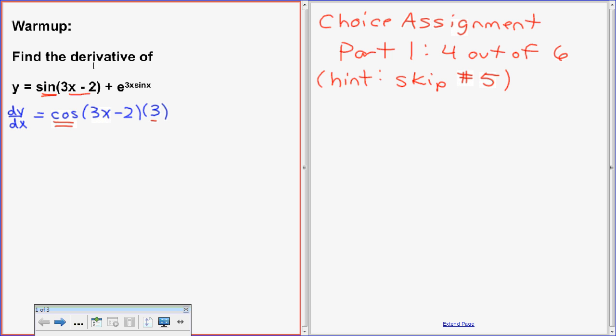No, because if you remember, Michael, this is just one expression. It's not sine times 3x minus 2. It's sine of all that combined into one thing. So it's just like that. Okay, all right, can someone be brave now?